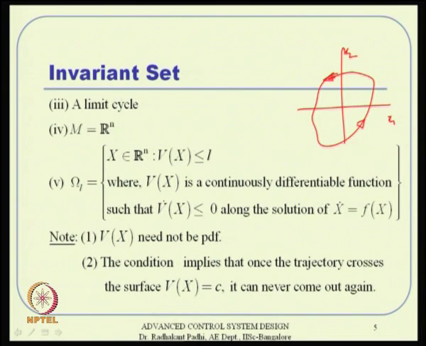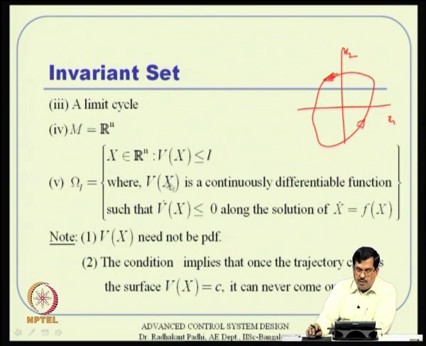And then there is another example which tells us that if I define omega L in such a way that V of x is less than or equal to some positive number L, where V of x is a continuously differentiable function such that V dot x is less than or equal to 0 along the solution, then this set is also invariant. And why this definition? Because this is what we are going to use in LaSalle's theorem, in domain of attraction and all that.